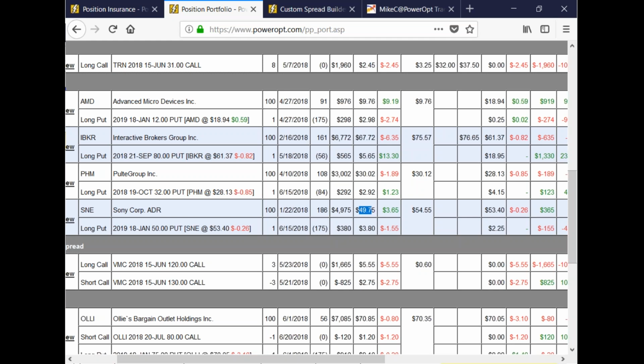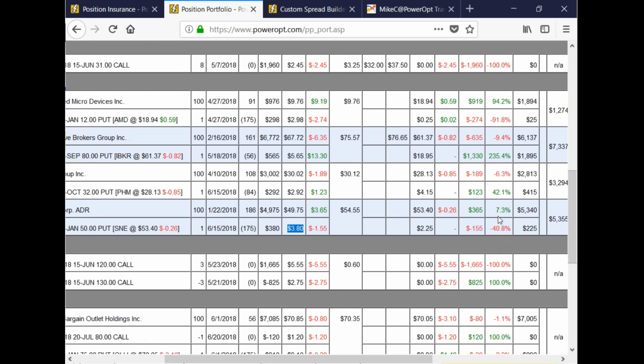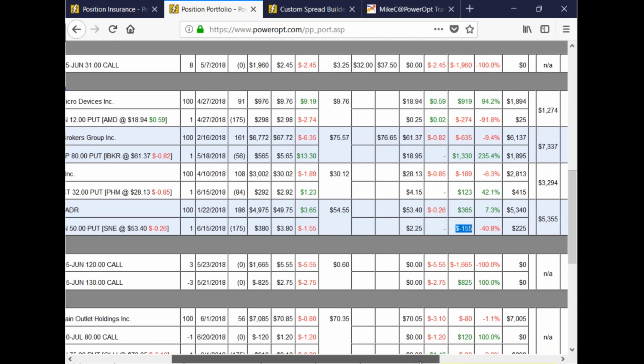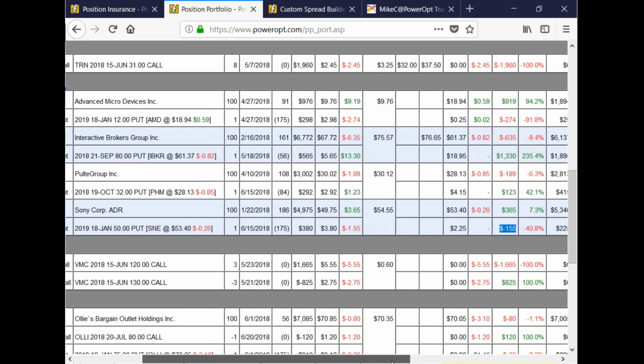And we bought the stock at 49.75, and we bought a January 55 put for 380. And right now the stock is up 365, and I've lost 155 on my put, so I'm still making $210 on the position. I'm sorry, $210 on the total investment of the trade.